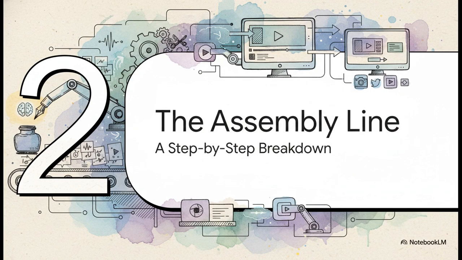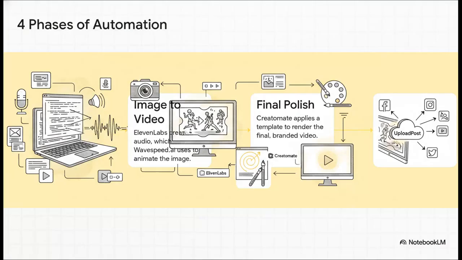So, we've met the crew. But how do all these pieces actually fit together? Let's walk through the process step by step and see this digital assembly line in action. The entire thing really breaks down into 4 main phases. It's super simple. First, the script gets a voice. Second, that voice and an image get turned into a video. Third, the finished video gets its final polish and branding. And fourth, the finished thing gets posted online automatically. That's it. Simple, clean, and yeah, incredibly powerful.